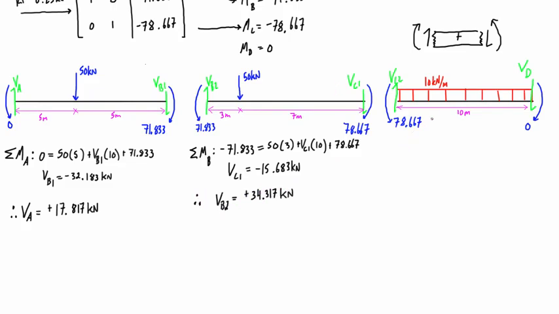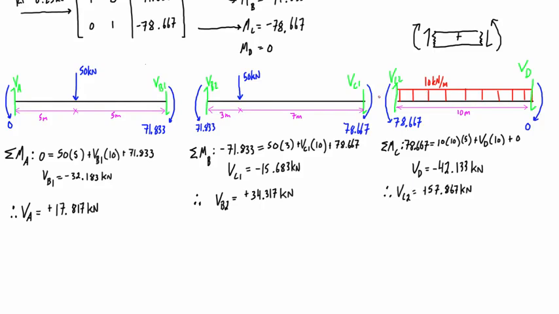And we're going to do this one more time for span CD. So we're going to take the sum of moments about C. We're going to find that VD is equal to negative 42.133 kilonewtons. So if that's going up, then we have 100 kilonewtons pressing down from the distributed load, right? 10 times 10, and it's passing through that centroid at 5 meters. So we have 100 going down, we have 42.133 going up. So the shear at C is going to be equal to positive 57.867 kilonewtons, just to the right of point C.